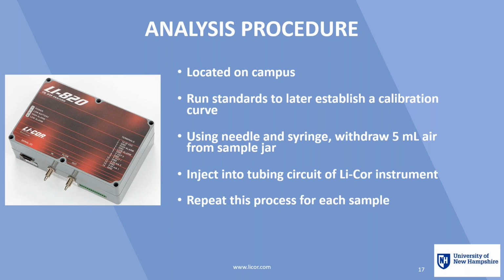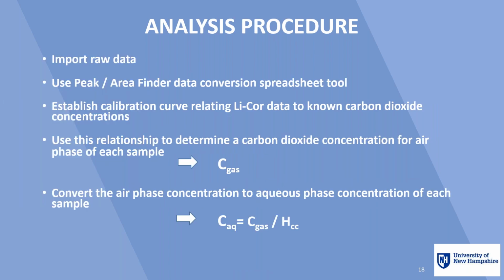Using a needle and syringe, 5 milliliters of air was withdrawn from the jar through the septum, and this sample was then injected into the tubing circuit of this machine, and this process was repeated for each sample. The reason we chose that was also partially because we had access to the machine already on campus, and it was a very effective way to measure carbon dioxide in the gas phase.